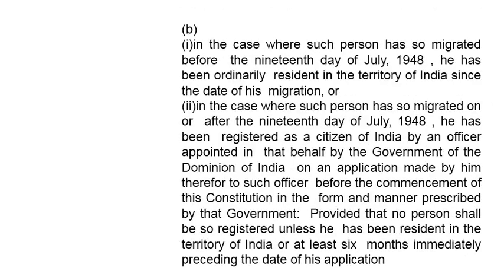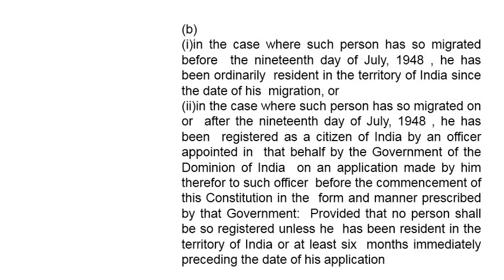Then clause B: in case where such a person has migrated before the 19th day of July 1948, he has been ordinarily resident in India since the date of his migration. That means if I migrated to the territory of India before the 19th day of July 1948 and have been resident since the date of my migration, then I will get it.